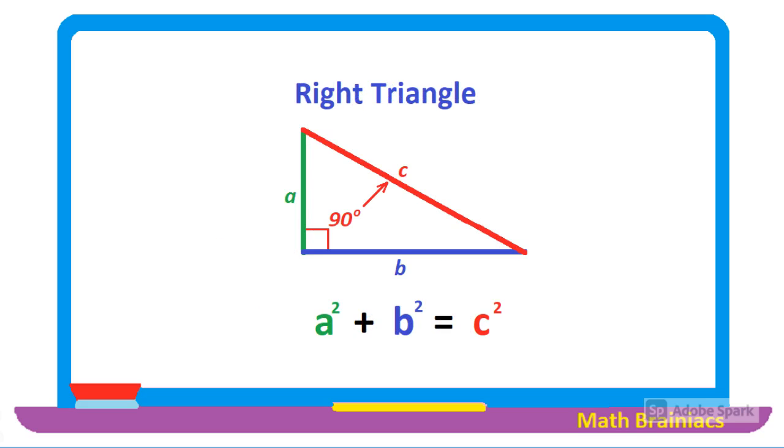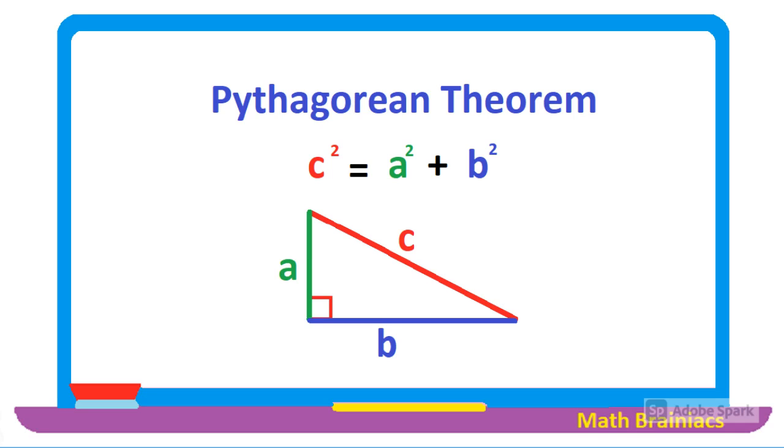To wrap it up, a right triangle has one angle which is equal to 90 degrees. And the 90 degrees is opposite the longest side of the right triangle, which is called the hypotenuse. Correspondingly, the square of the longest side of a right triangle is equal to the sum of the squares of the two legs. Therefore, c square is equal to a square plus b square.